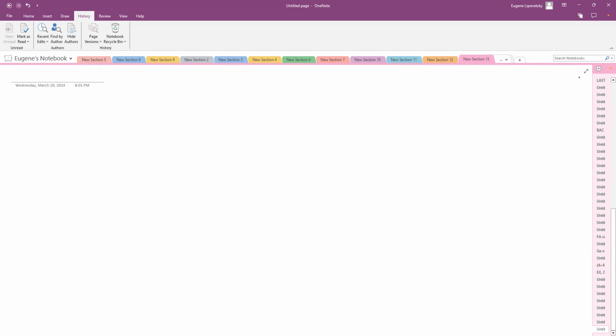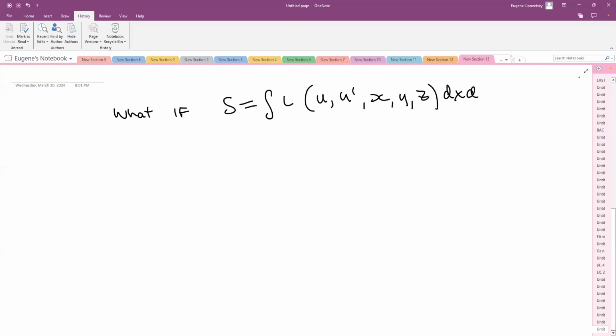All right, there is another condition, and that's the following. What if we have S equals the integral over the domain of L of u prime and x, y and z, with dx, dy, dz? In other words, u is a function not of one variable, but of 2 or 3 variables.